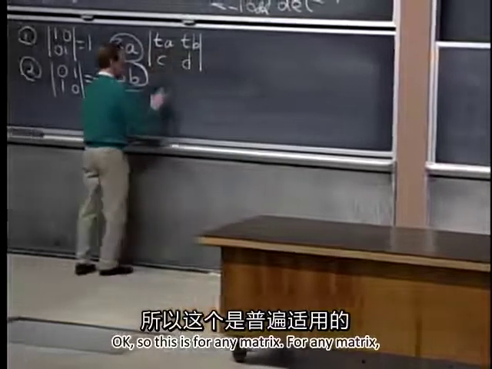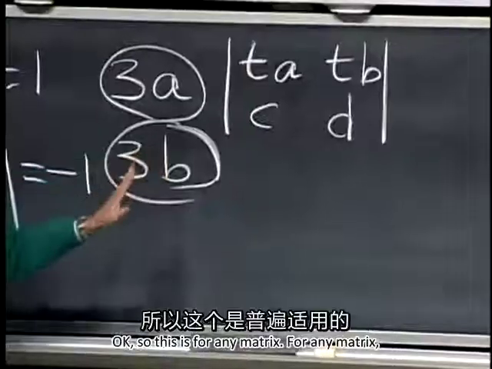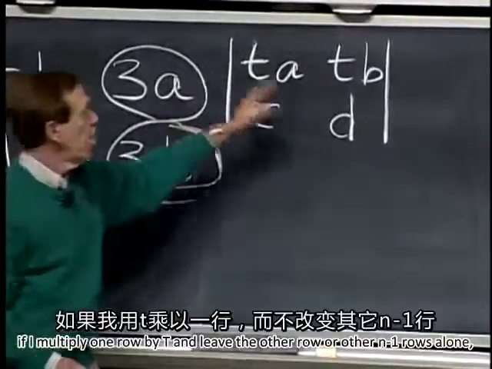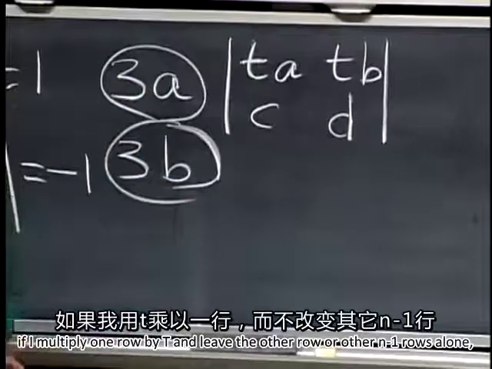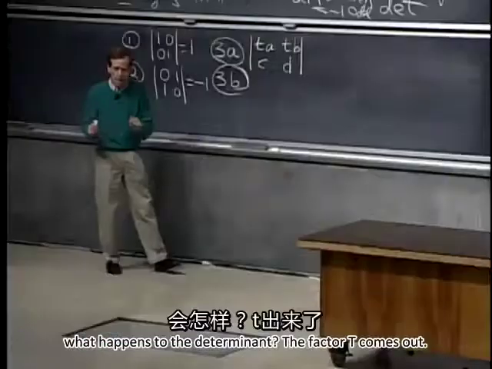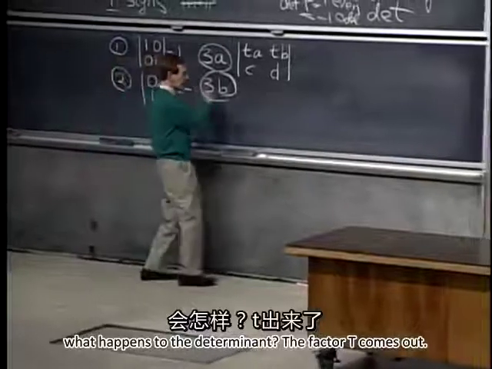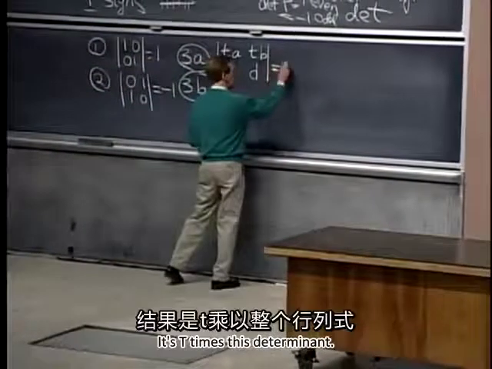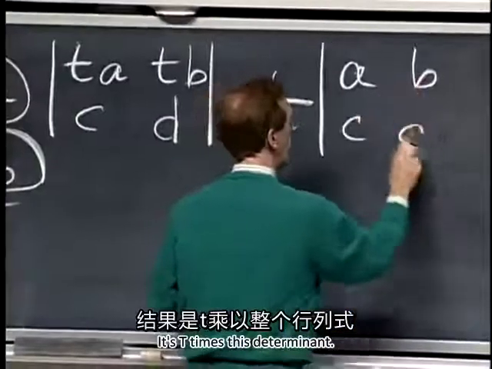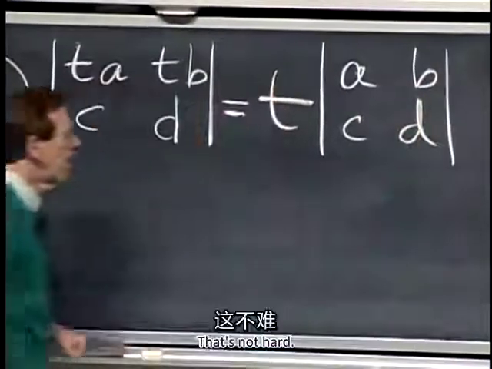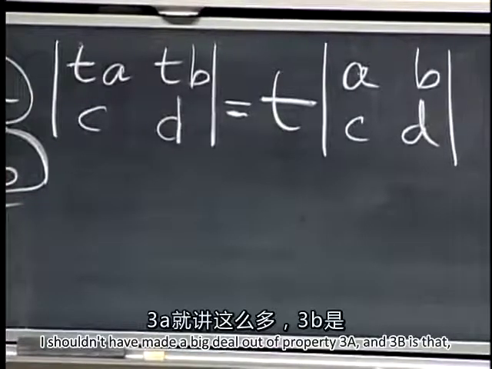Okay, now so this is for any matrix. For any matrix, if I multiply one row by t and leave the other n minus 1 rows alone, what happens to the determinant? The factor t comes out. It's t times this determinant. That's not hard. I shouldn't have made a big deal out of property 3a.